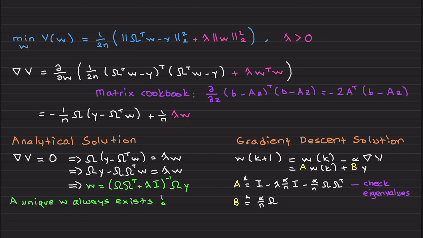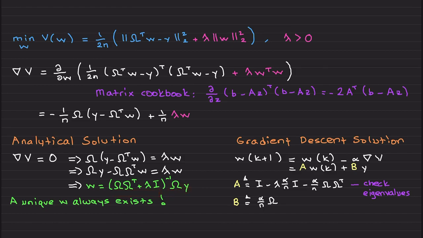So now we computed the gradient of v. If you want to find the analytical solution, you set it to 0, because we know the minimum occurs when the gradient of v equals 0. When you set it to 0, you can get rid of the 1 over n, and you can write it like this. Now you can expand the first term, group for w, and solve for w. You arrive at w equals omega omega transpose plus lambda I inverse omega y.